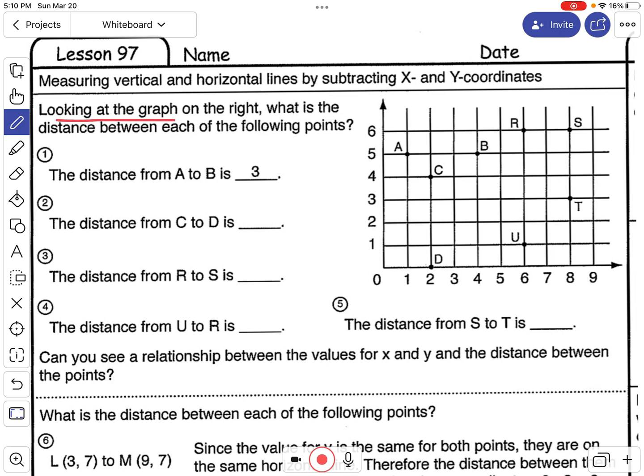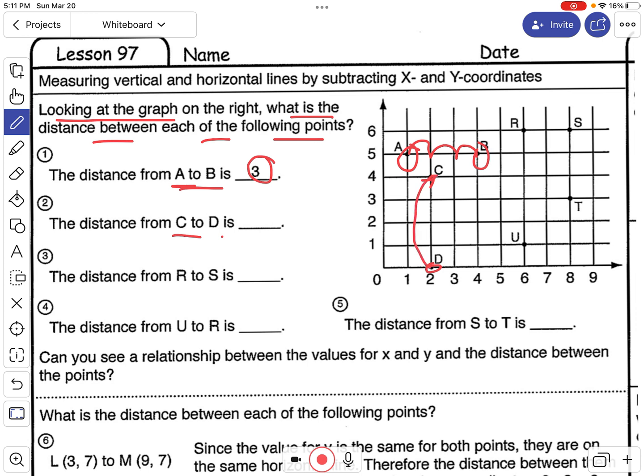Looking at the graph on the right, what is the distance between each of the following points? The distance from A to B. Here's A, here's B. How far is it? 1, 2, 3. So that's why they put 3 there. How about from C to D? Here's C, here's D. How far is it to go from C to D?